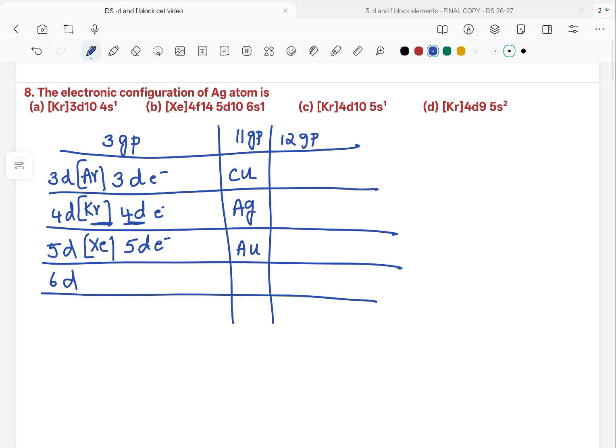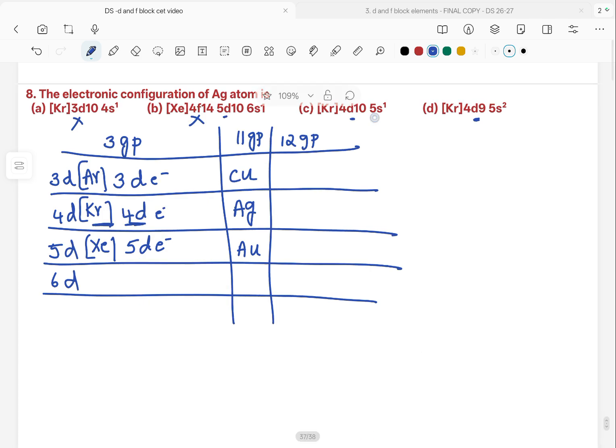The option should be either C, that is krypton followed by 4D series, or D. And here krypton is in 3D series, therefore it cannot be the option. And here you see 5D series, even that is ruled out. The answer should be C or D here.